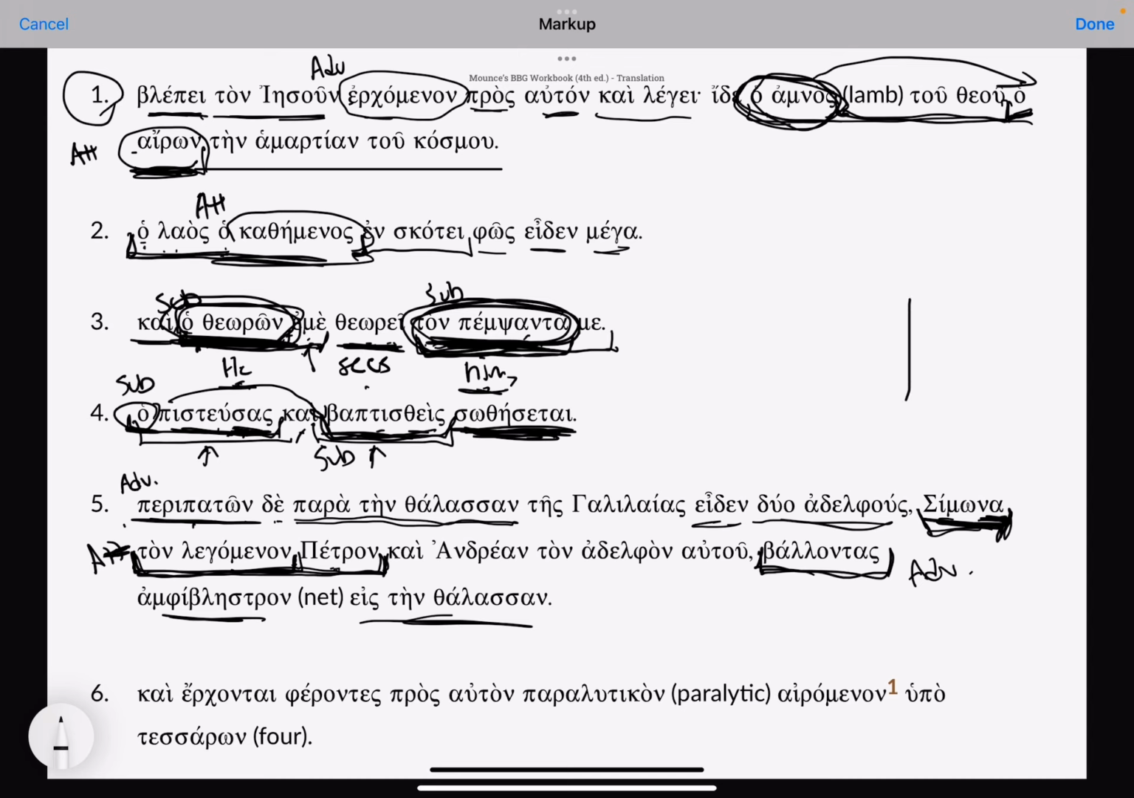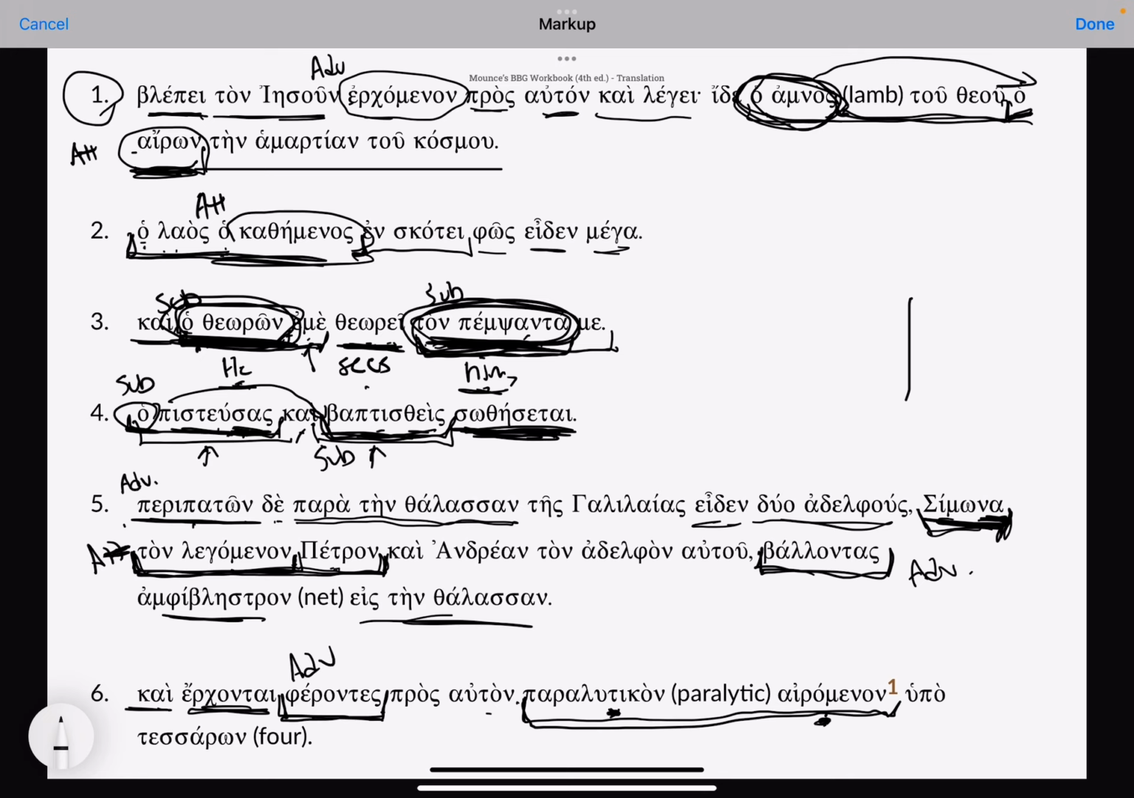As we move down to number 6, here we go. And they came, erchontai. They came carrying to him. So this would be adverbial, because they came carrying, or we could say while carrying to him. And then we have paralutikon airomenon, a paralytic being carried. Being lifted up, I should say. Being lifted up or being carried is probably the best way to say that.